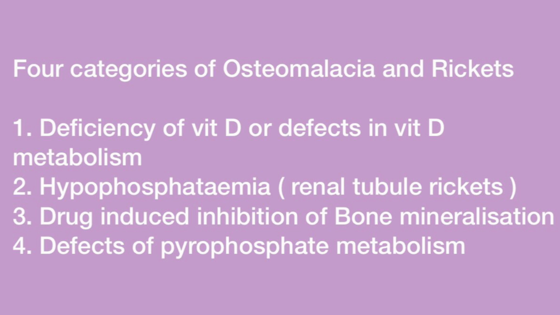Now let's take a quick look at what are the conditions which will give rise to a defective bone mineralization. 4 broad categories of osteomalacia and rickets can be identified based on the underlying cause. First, deficiency of vitamin D or defects in vitamin D metabolism. Second condition, hypophosphatemia, which is often associated with renal tubule defects in absorption of phosphates. Third, drug-induced inhibition of bone mineralization. And fourth, defects of pyrophosphate metabolism.